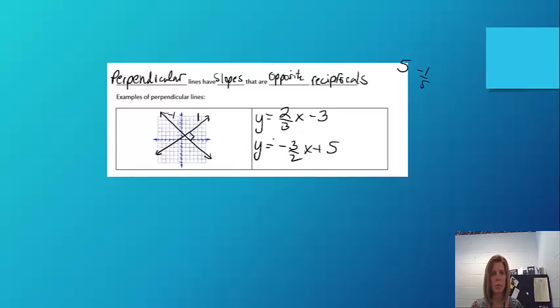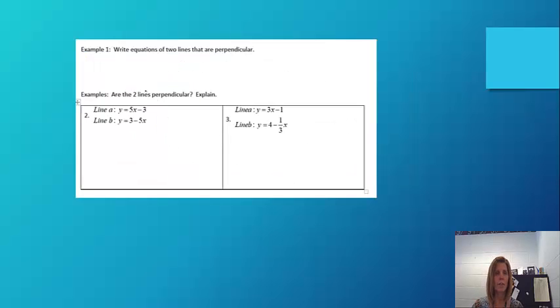Okay, so if I looked at these ones, I'm comparing the slopes again. Here's the slope of the first line, here's the slope of the second line. Their slopes are opposite reciprocals. So if I took 2/3, there's two things that I do with it. I take 2/3, I flip it to make it 3/2, and then I take the opposite of it. So if the 2/3 is positive, then my opposite reciprocal slope will be negative because they have to go in opposite directions.